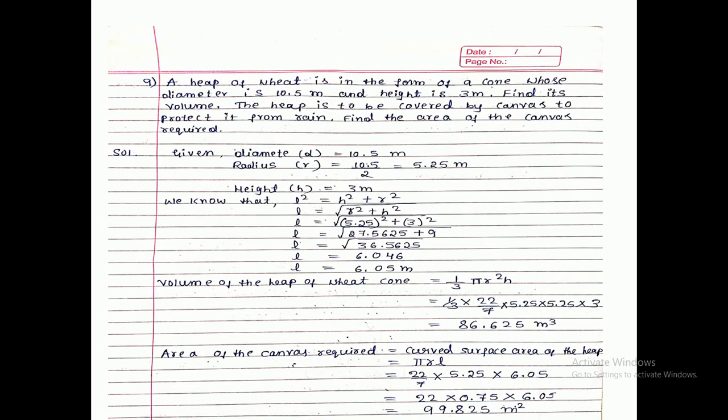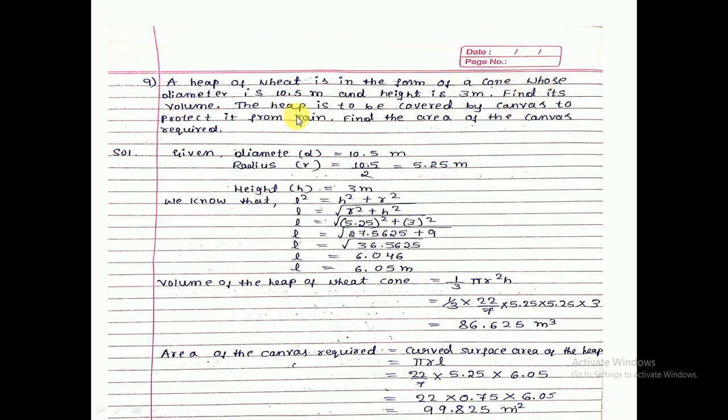A heap of wheat is in the form of a cone, okay, whose diameter is 10.5. ರಾಶಿ, wheat ನ ರಾಶಿ, ಓಕೆನಾ, ಅದು ಕೋನ್ ಶೇಪ್ ಅಲ್ಲಿ ಹಾಕಿದಾರಂತೆ. ಸೊ ಡಯಾಮೀಟರ್ 10.5 ಮೀಟರ್ ಇದೆ, ಹೈಟ್ 3 ಮೀಟರ್ ಇದೆ. ಫೈಂಡ್ ಇಟ್ಸ್ ವಾಲ್ಯೂಮ್. ವಿ ಹ್ಯಾವ್ ಟು ಫೈಂಡ್ ಔಟ್ ದ ವಾಲ್ಯೂಮ್ ಆಫ್ ದಟ್ ಕೋನ್. ದ ಹೀಪ್ ಈಸ್ ಟು ಬಿ ಕವರ್ಡ್ ಬೈ, ನೆಕ್ಸ್ಟ್ ಅದರಲ್ಲೇ ಕಂಟಿನ್ಯೂಷನ್ ಪಾರ್ಟ್ ಇದೆ. ಫಸ್ಟ್ ಕ್ವೆಶನ್ ಈಸ್ ಫೈಂಡ್ ಇಟ್ಸ್ ವಾಲ್ಯೂಮ್.